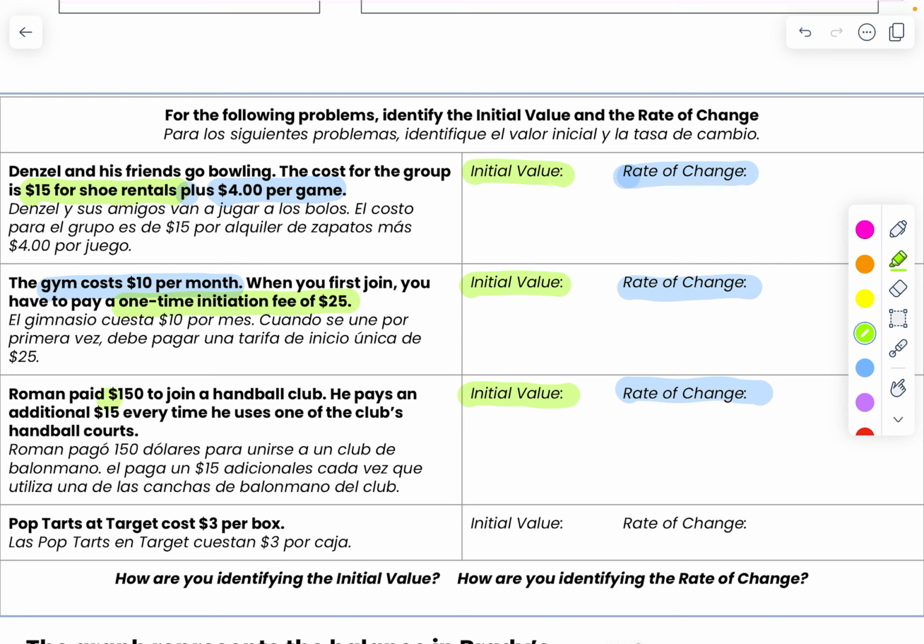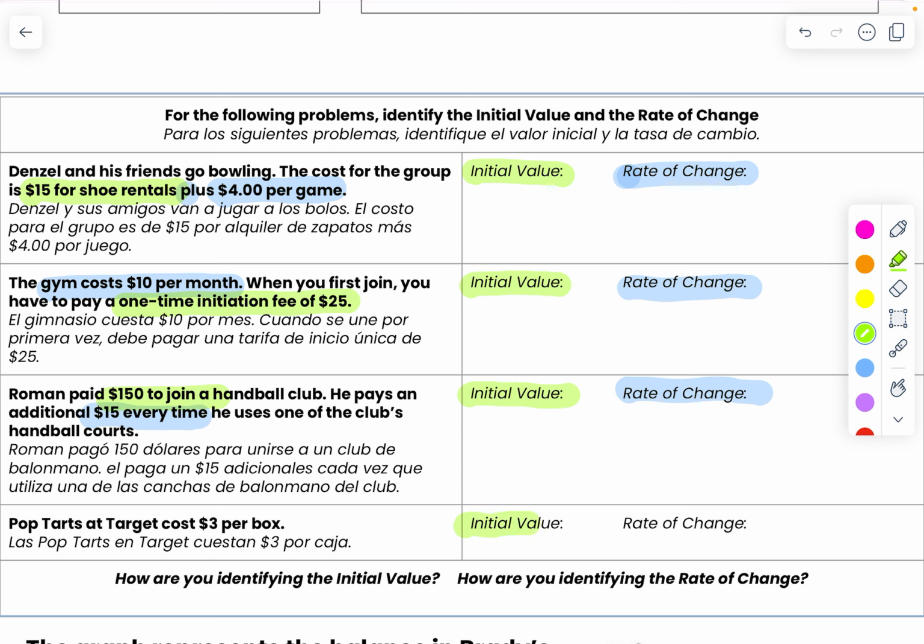And this is going to be $150 to join, right? No matter what, it's kind of like joining the gym, and there's that fee that you have to go with. It's $150. And then every time he plays, or every time he uses one of the courts, he's got to pay $15. So that's his rate of change.